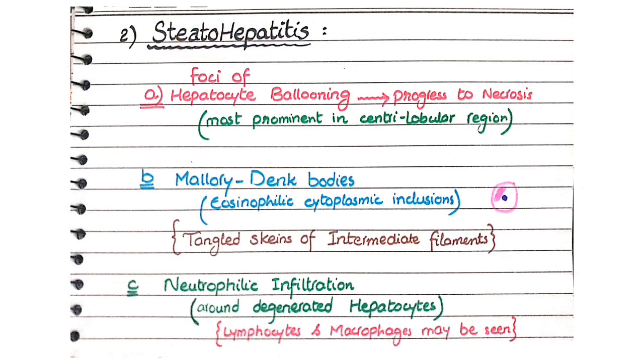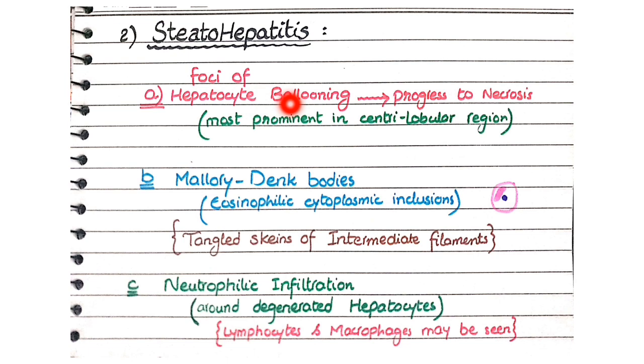Steatohepatitis means cell injury and inflammation in the hepatocytes. Now in steatohepatitis, you see three characteristic changes. The first change is foci of hepatocytic ballooning. What does it mean? Ballooning means that the cells become swollen. And why do they become swollen?